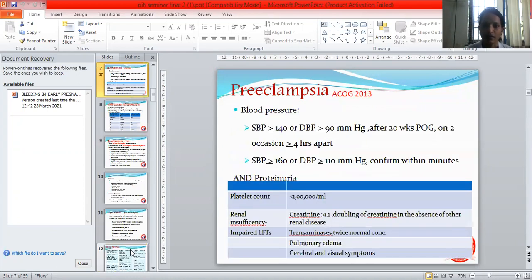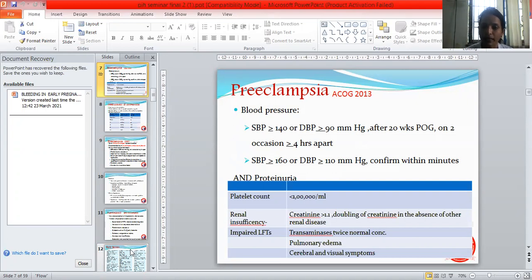The next category under the spectrum is pre-eclampsia. That is nothing but gestational hypertension when it is accompanied by proteinuria. The same definition holds good: systolic blood pressure more than or equal to 140 or diastolic blood pressure more than or equal to 90 after 20 weeks of gestation, on 2 occasions at least 4 hours apart. Or if the systolic blood pressure is more than or equal to 160 or the diastolic blood pressure is more than 110 millimeters of mercury, then we need not wait for 4 hours to confirm the hypertension. It can be confirmed within minutes if the second recording is taken after a few minutes.